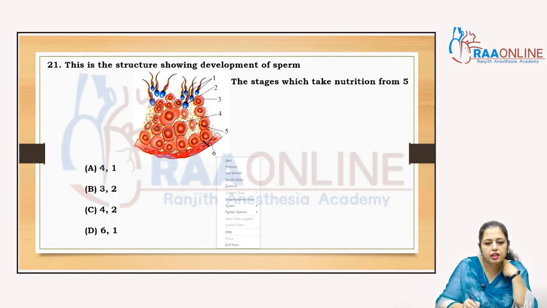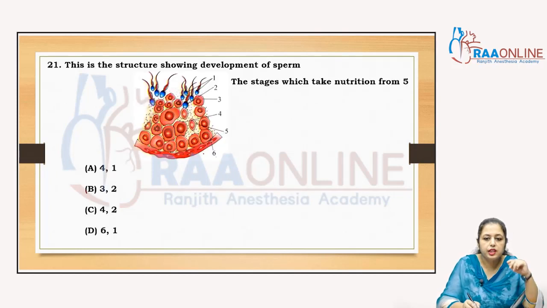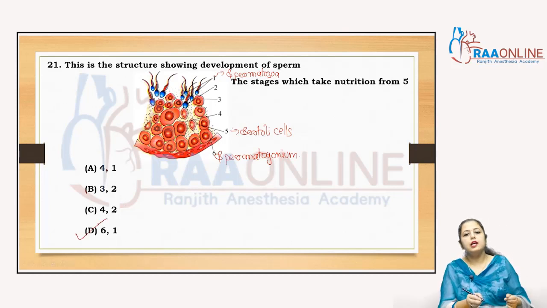Spermatogonium also takes the nourishment from that, and these sperms, so both get nourishment from the Sertoli cells, that is the 5, right? That fifth one is the Sertoli cells, which nourish the spermatozoa, right, and the spermatogonium. Clear? So the answer is D, that is 6 and 1.